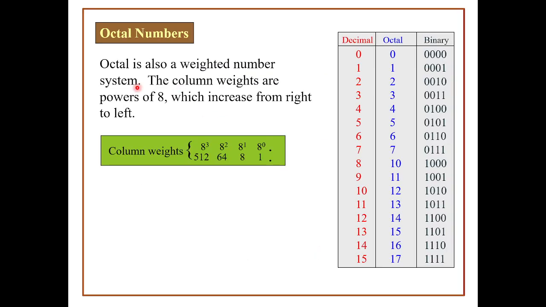Octal is also a weighted number system. The column weights are powers of 8, which increase from right to left. So 8 to power 0 is 1, 8 to power 1 is 8, 8 to power 2 is 64, 8 to power 3 is 512.